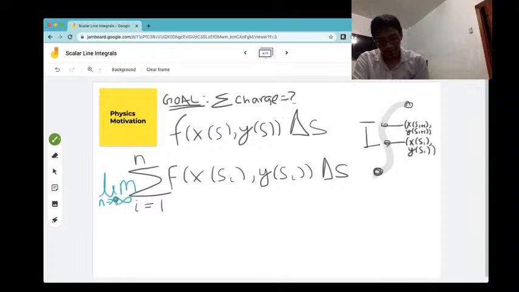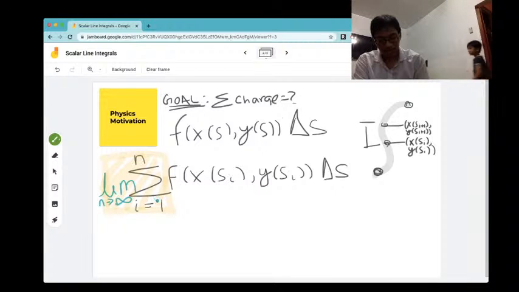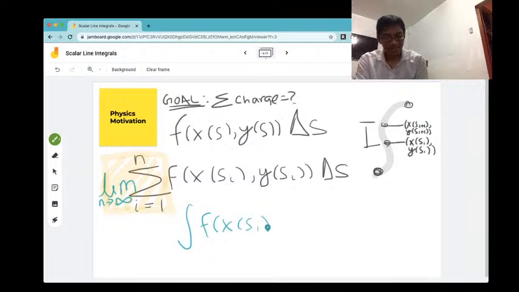And by now you should be able to recognize what that is. The limit of a summation is none other than what? Audience, do we know? Yes, audience has just told me that the limit of a summation is the integral. So I can actually just go ahead and write that down. The integral of f of x of s, but not s sub i, because we're doing it over all the pieces. So just f of x of s comma y of s, and instead of delta s, I can just put ds for a tiny differential in the change of the length.